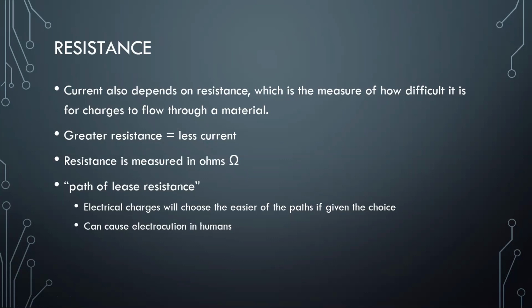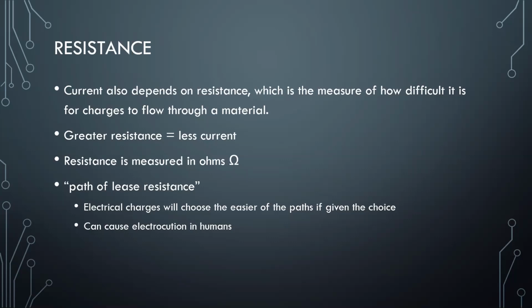You've probably heard the term path of least resistance. This means that electricity wants to flow in the easiest path that it can, so it's going to choose the easier of the paths. When people get electrocuted, that's because humans are good conductors of electricity, and if you're not being safe around electricity, your body has made a very good, easy path for that electricity, and it's going to choose to flow through you.